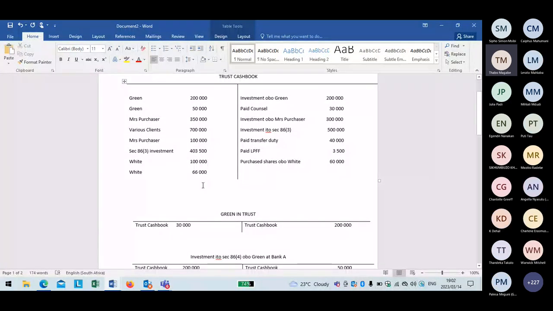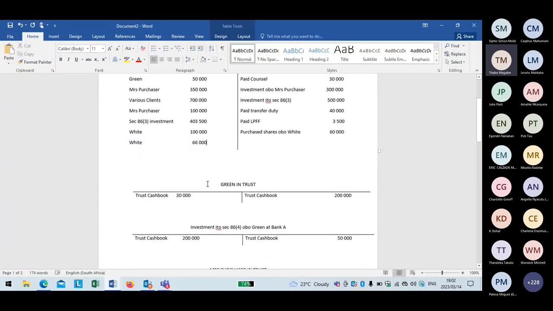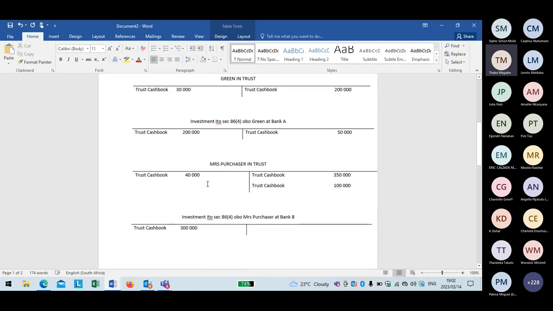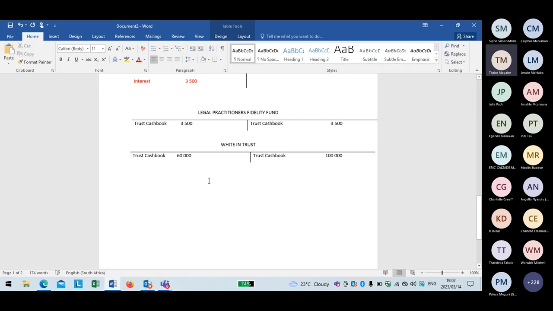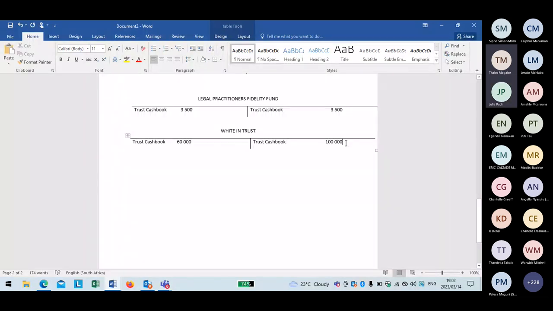So you debit the trust cash book, and your narration is White, 66,000. And then you go to your client, White's account, and credit the 66,000. The narration, as always, will be trust cash book, and the amount is 66,000.